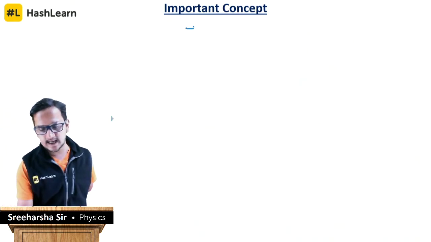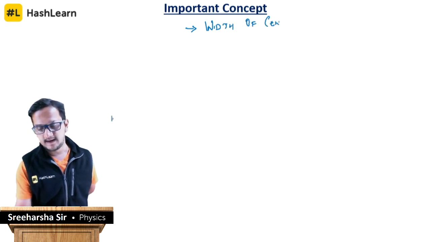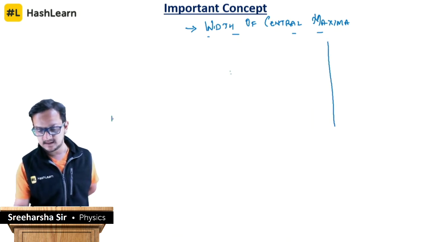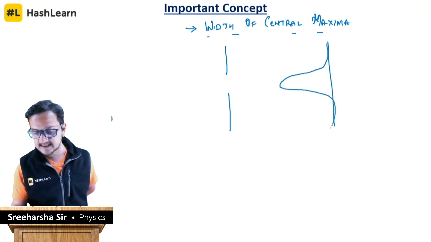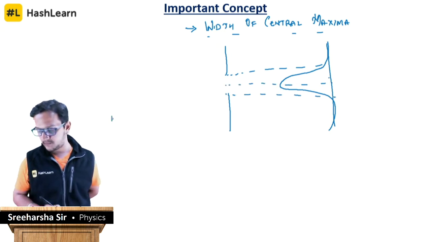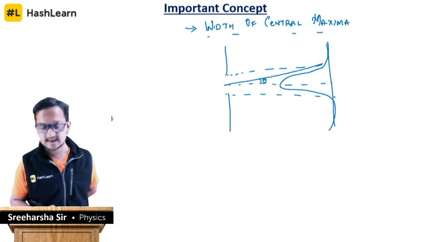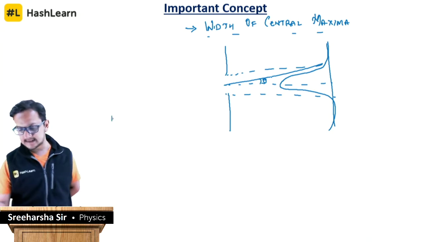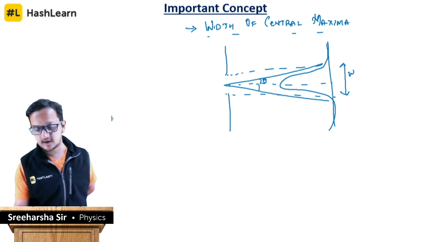This is called the width of the central bright maxima, or we can also call it the central maxima. Now assume this is the screen and this is the slit, and this is the central bright maxima, which has maximum intensity, exactly in between. Now if you take the ray reaching over here, this angle is theta, and I'll call the width W. That width makes an angle of 2 theta.